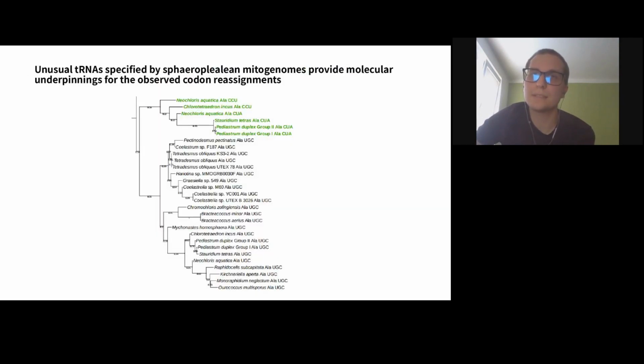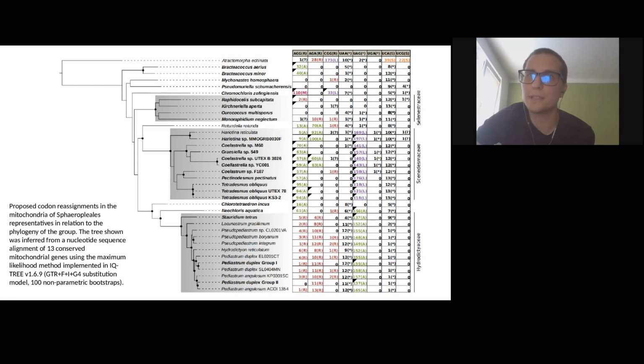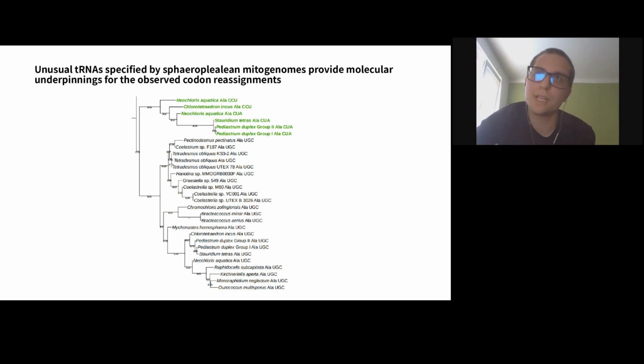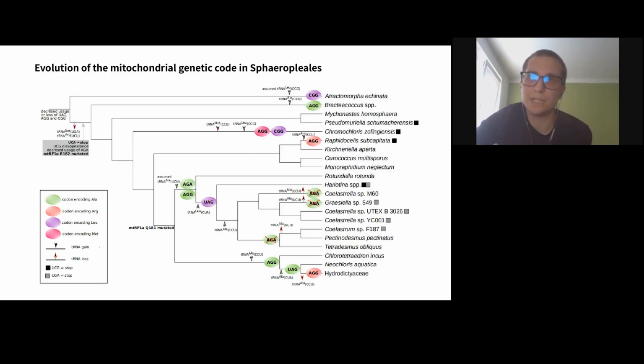So the last case are those tRNAs which can recognize UAG and encode alanine, and we found them, and those nicely cluster with canonical tRNAs for alanine. So as we expected. Based on those searches, we prepared this scheme where we describe the evolution of the mitochondrial genetic code in this group, basically.